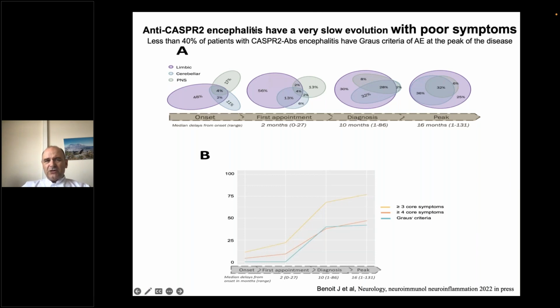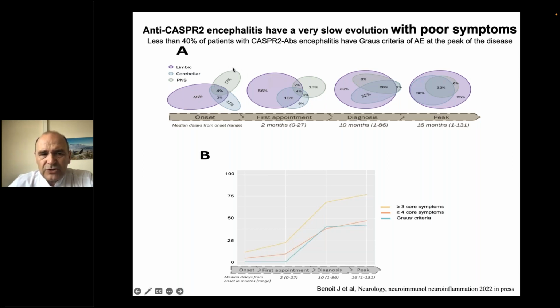We looked at the group of patients with anti-Caspr2 encephalitis. This is the work of Bastien Joubert, which is now published. And we looked at the onset of the disease. In fact, in most of the patients, it's not limbic. Limbic symptoms are present in less than 50% of the patients, and they are very discrete, with some temporal seizures, but rare, and temporal dysfunction, but not so easy to identify.